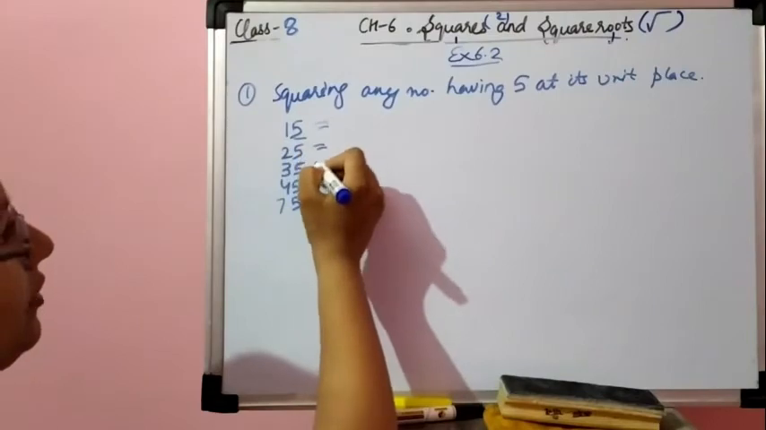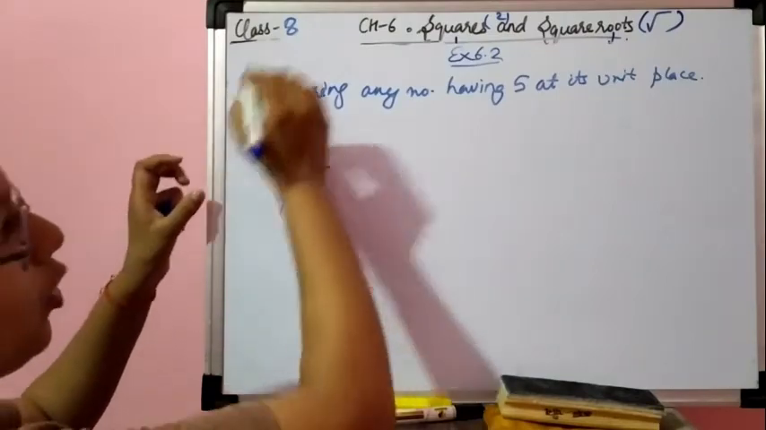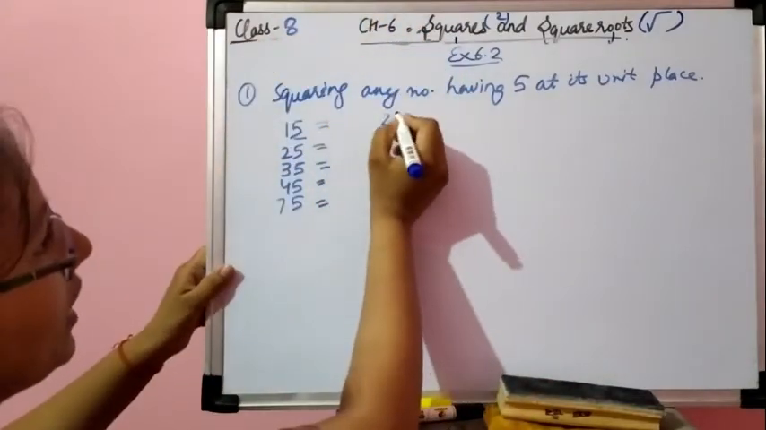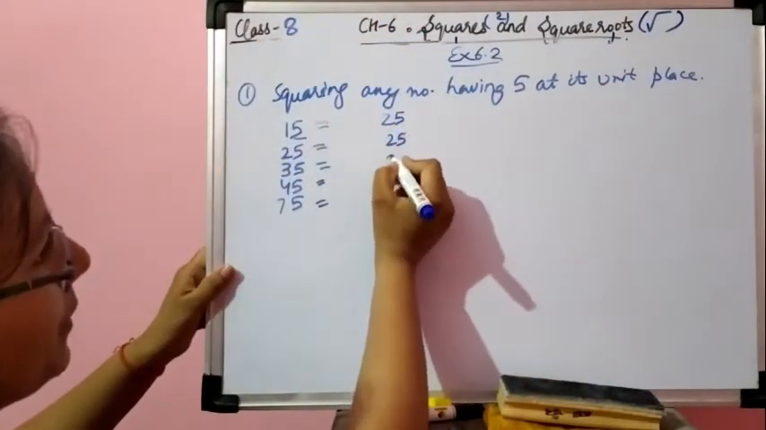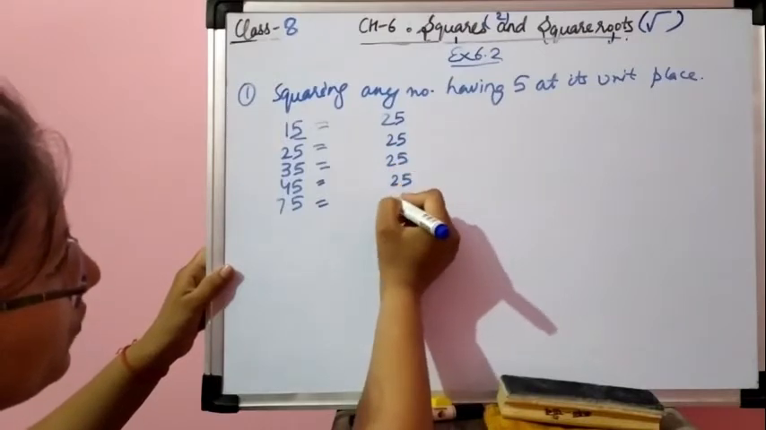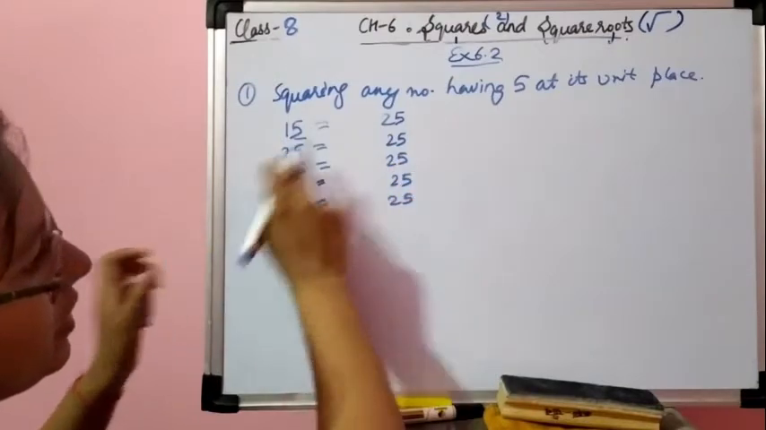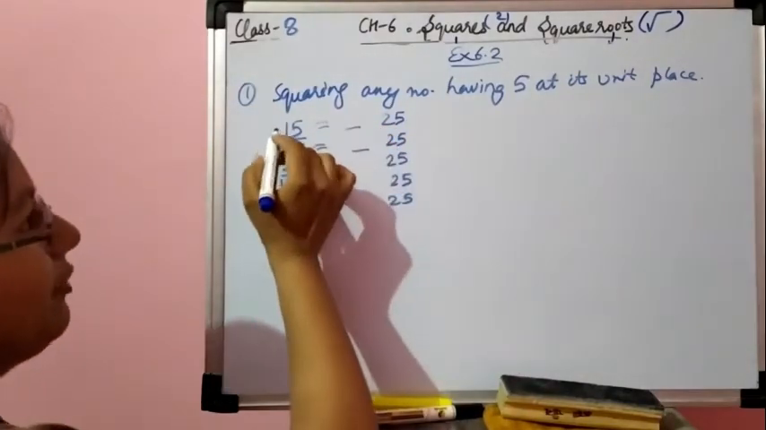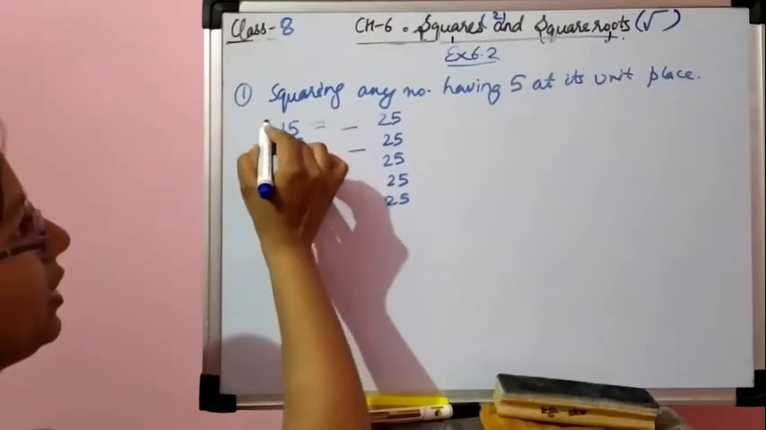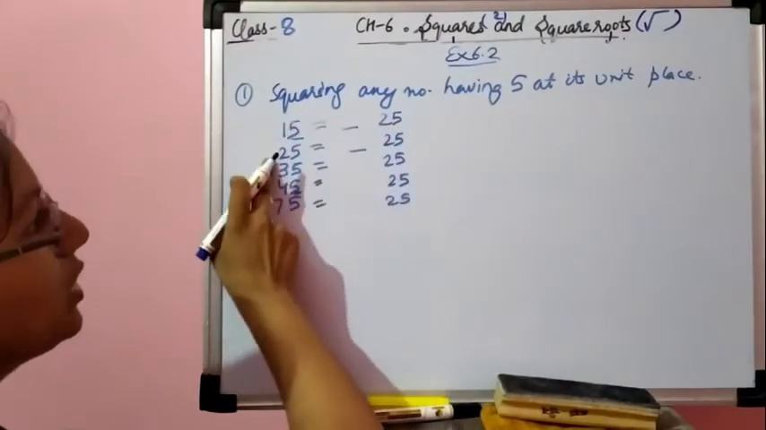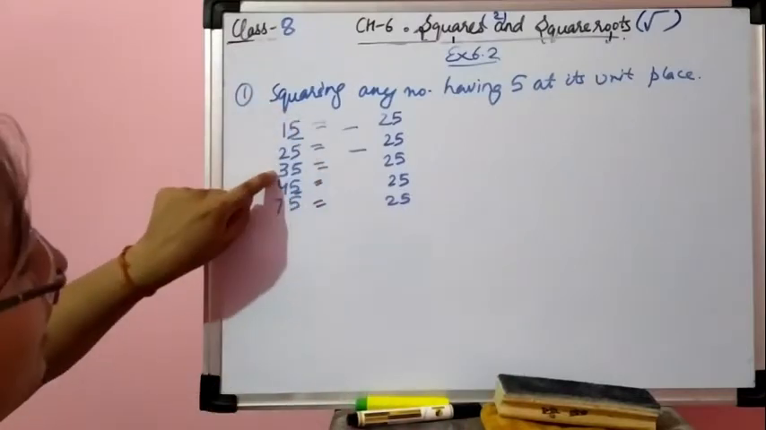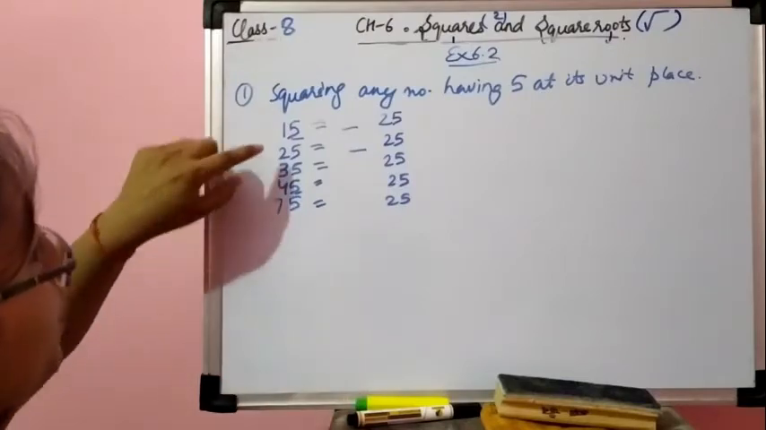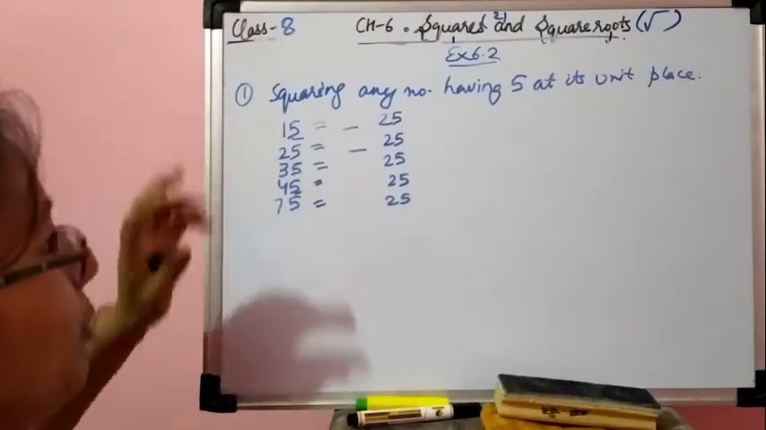Now if 5 is at the unit place, then on squaring, 25 will come at the end. This is for sure. Now what will come before? If 1 is there, you have to multiply it by 2. If 2 is there, multiply it by 3. If 3 is there, multiply it by 4. We have to multiply it with a number 1 bigger than this, only 1 more than this.